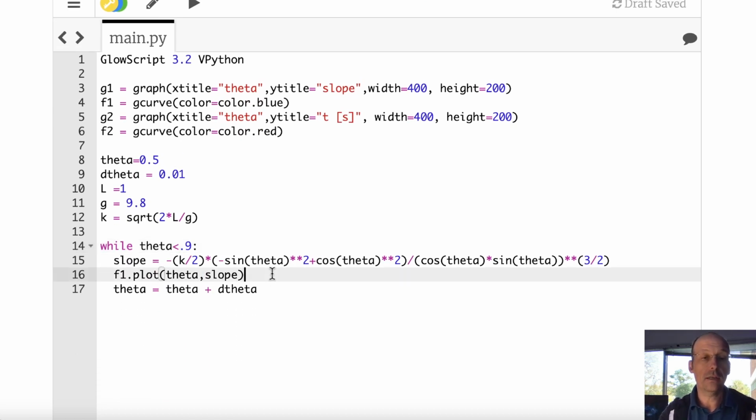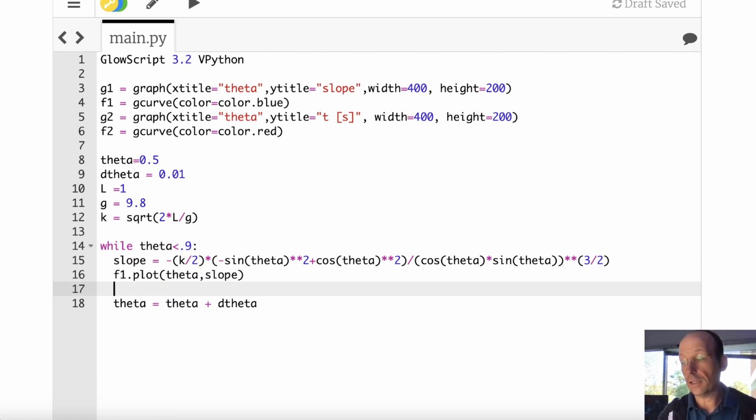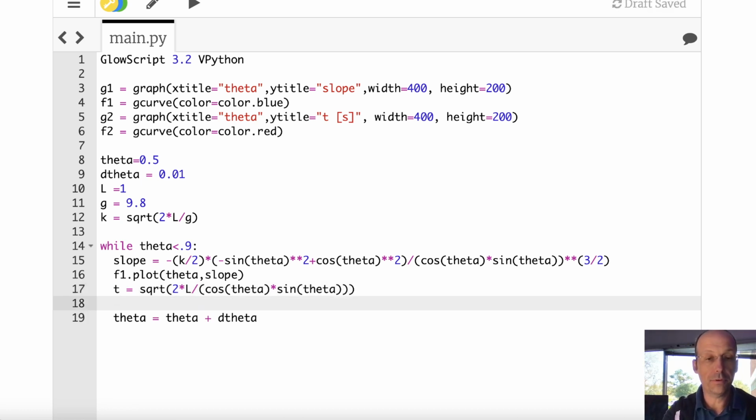And now I'm going to plot the other thing. So I need to calculate that. So this is going to be time equals, I'm going to use my equation. I'm looking at my equation right here. It's the k, let's just write this, square root of 2 times L divided by cosine theta times sine theta. And now I'm going to plot that. It looks like too many parentheses, but I think it's okay. And then I'm going to F2 dot plot theta t. Okay, let's run that one.